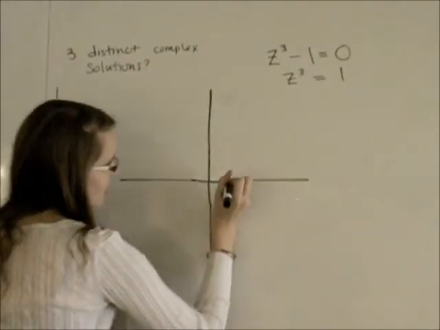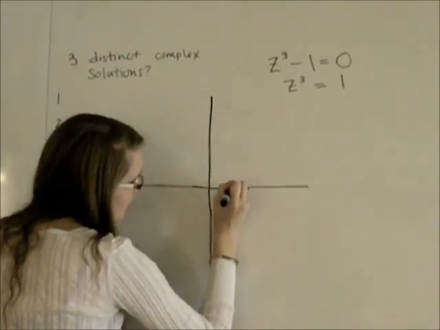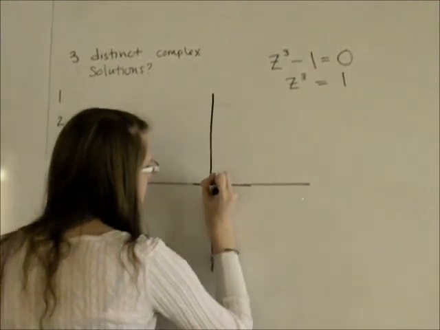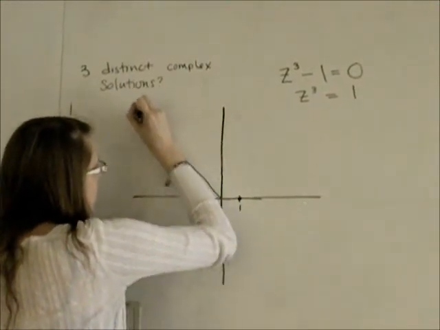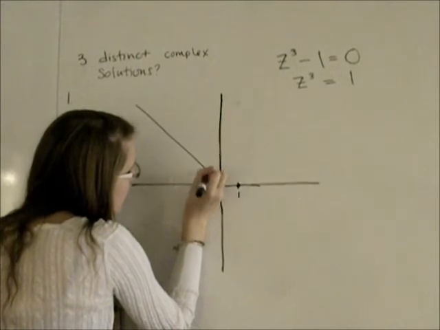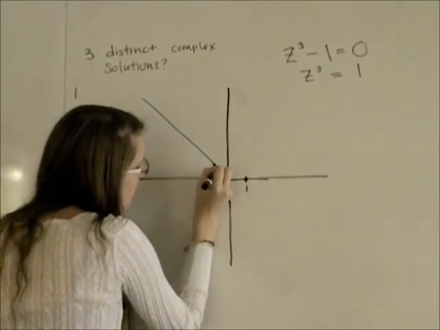With the equation z cubed minus 1 equals 0, we are trying to find three distinct complex solutions that make this equation true. The first solution is 1, because the magnitude is 1 and the argument is 0 degrees.